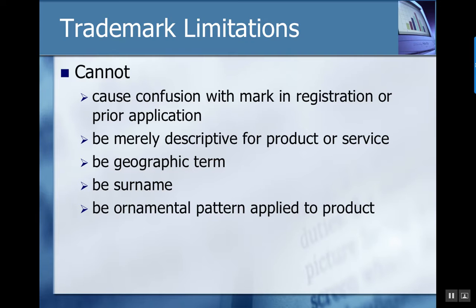All right. It cannot be merely descriptive of a product or service. Cannot be a geographic term. You can't trademark the Grand Canyon or San Jose, California. Cannot be a surname, and cannot be an ornamental pattern applied to a product. All right, so these are the limitations that are associated with it.